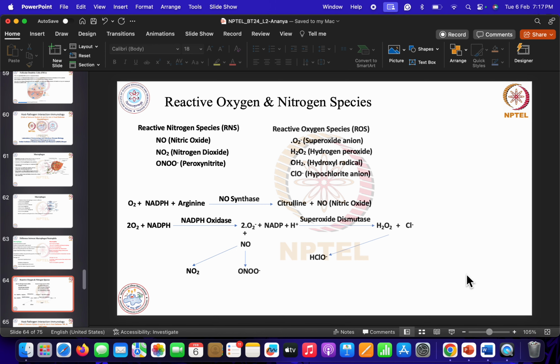So, reactive oxygen and nitrogen species. Reactive nitrogen species are nitric oxide, nitrogen dioxide, and peroxynitrite. And reactive oxygen species are superoxide anion, hydrogen peroxide, hydroxyl radical, and hypochlorite anion. This is the reactive oxygen species generation reaction where NADPH helps.